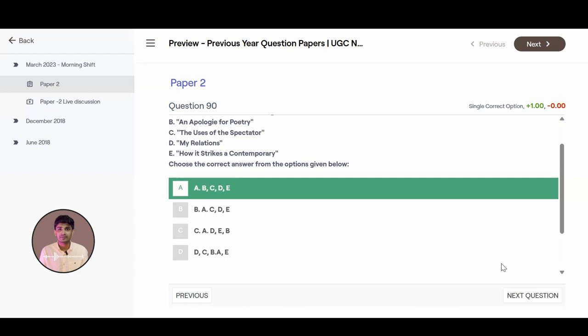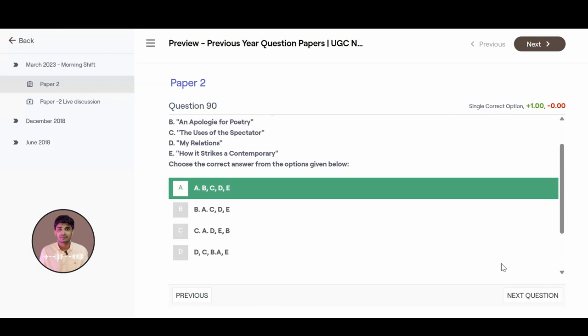This question is very easy. We have one more work, How It Strikes a Contemporary. Who wrote How It Strikes a Contemporary? It was written by the same author who wrote A Room of One's Own. Who is that writer? Virginia Woolf, not Browning. A Room of One's Own is written by Virginia Woolf, where she argues that a woman writer needs to have a room of one's own to sit and write. It's a very strong 20th century feminist argument. How It Strikes a Contemporary was written by Virginia Woolf in 1923.